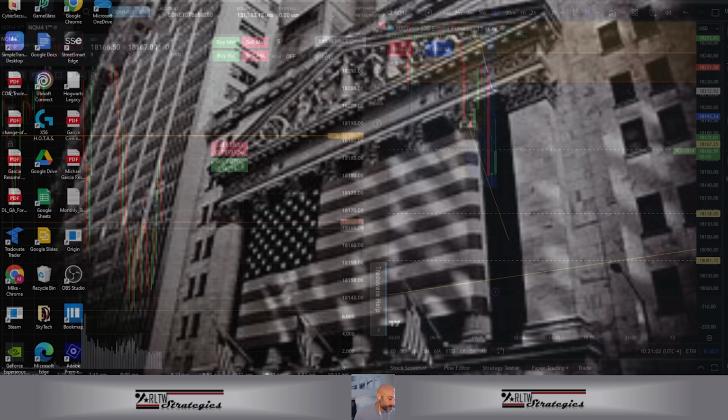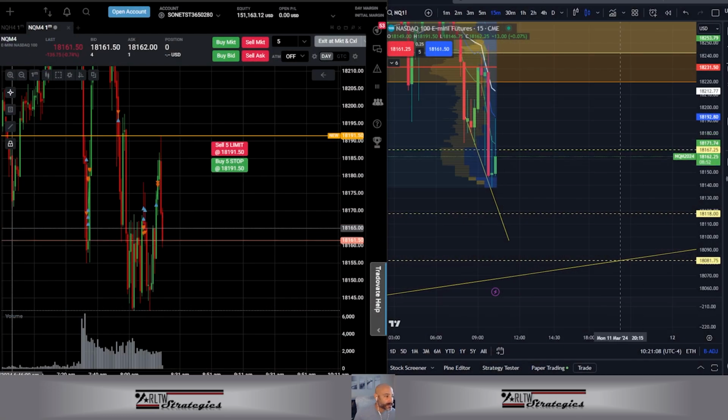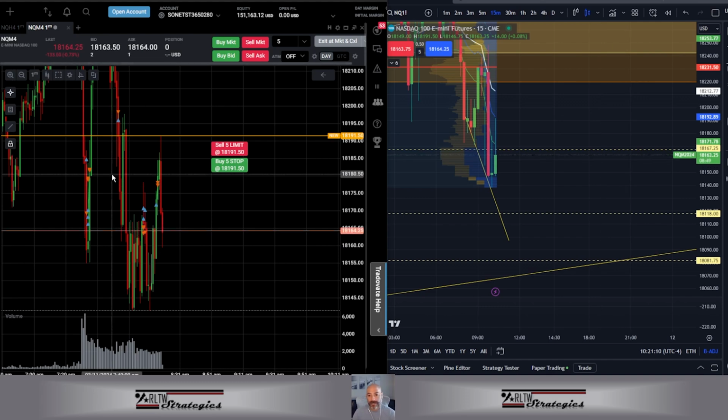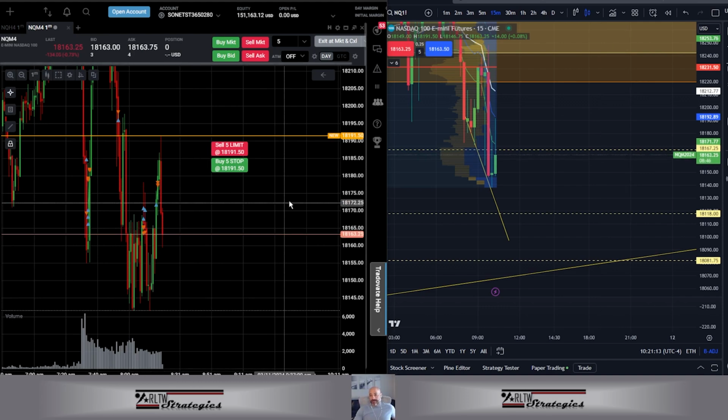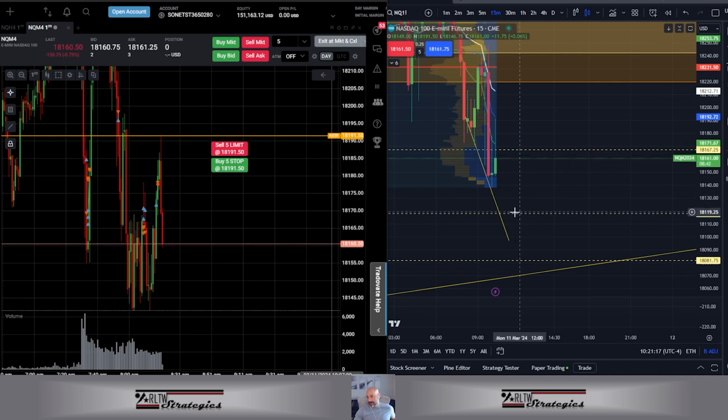ES is coming down. Tesla's coming down hard. ES is coming down hard. Tesla's coming down hard. Microsoft's coming down hard. Nvidia's coming down. That could be the rejection to continue lower down to this level.